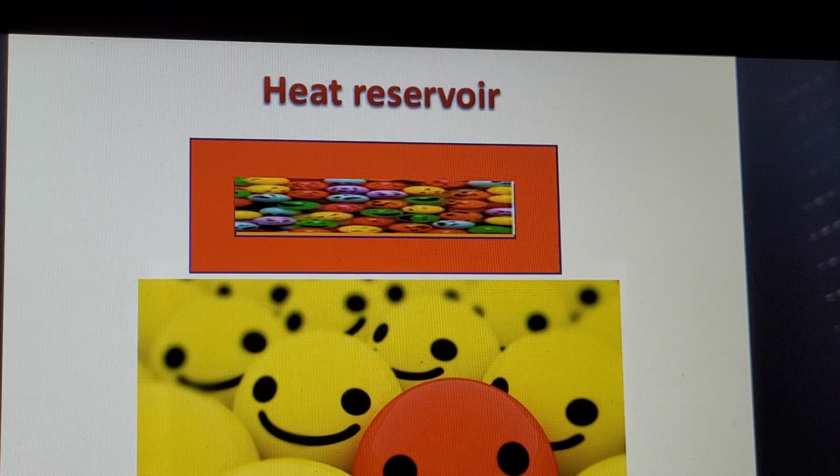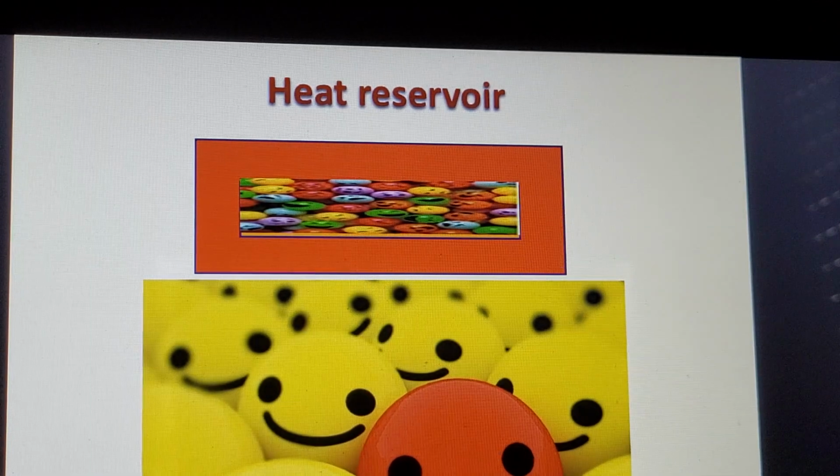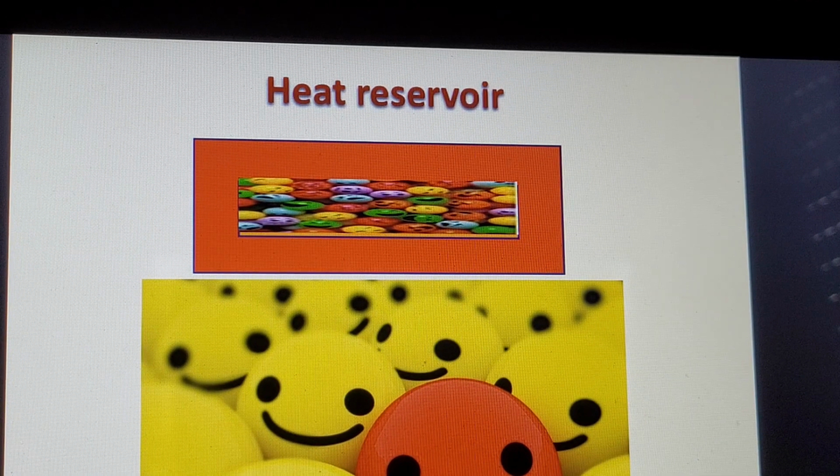When you have a heat reservoir, it means that your system should be in interaction with a special reservoir, and there should be an exchange of energy between your system and this reservoir. And this reservoir, of course, has a specific temperature.